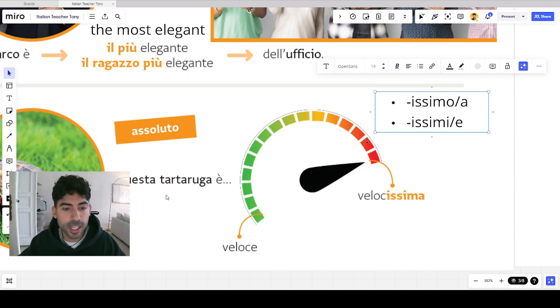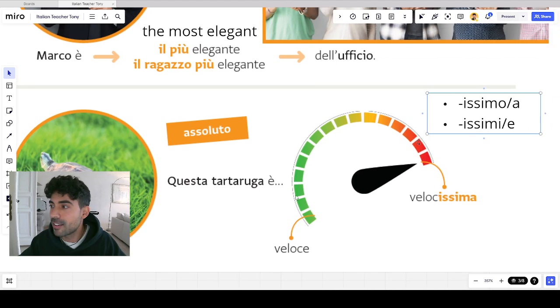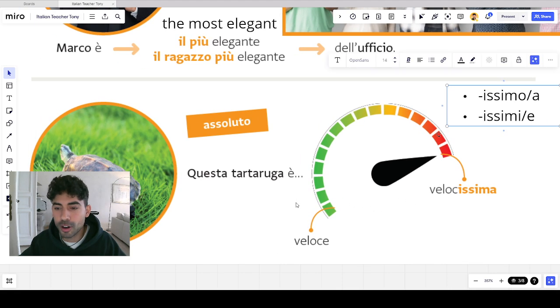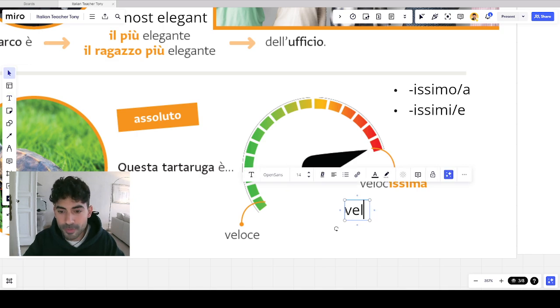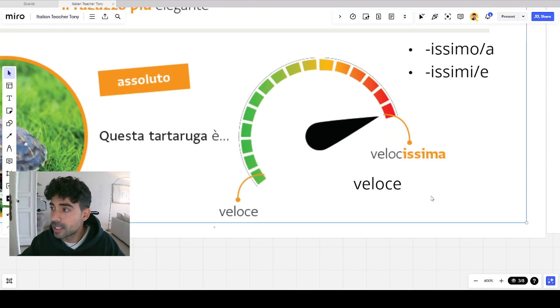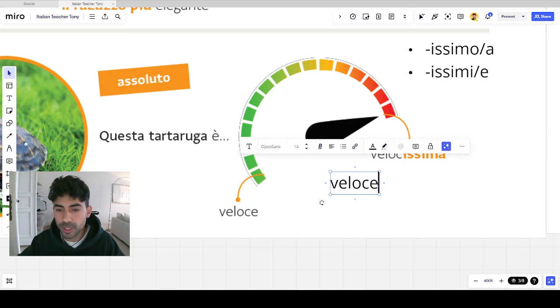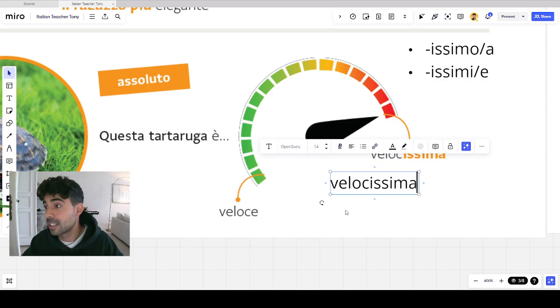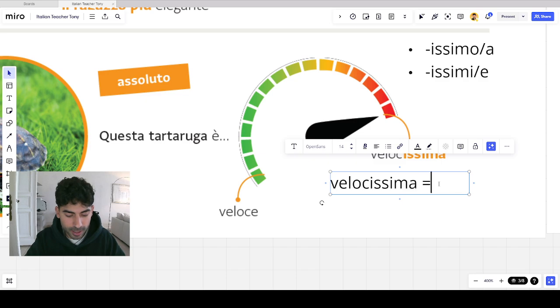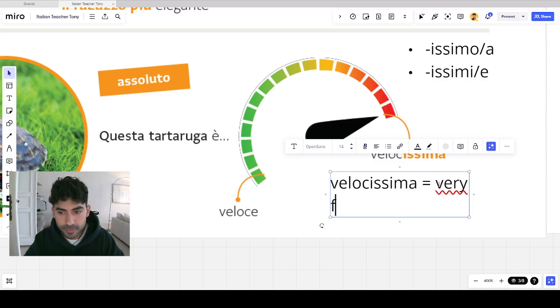An example is questa tartaruga è velocissima. This turtle is very fast. Velocissima. The adjective is at the basic form veloce. This is the basic form of the adjective. We remove the ending and we add issima because la tartaruga is feminine. Questa tartaruga è velocissima. And it means very fast. This is called superlativo assoluto in Italian.